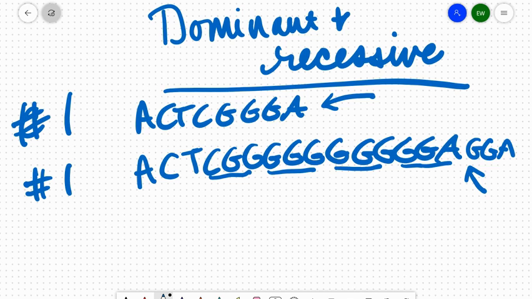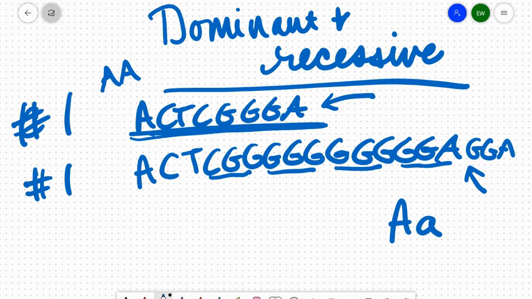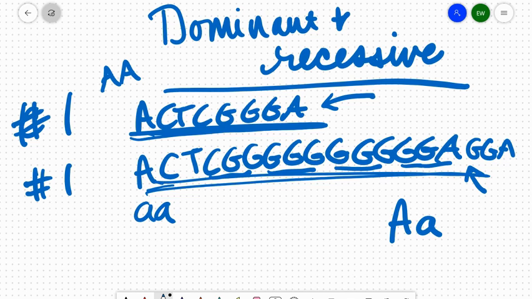So this person is heterozygous for the trait, right? If they both had the ACT, this thing up here, then if it's dominant, they'd be homozygous dominant. If both of their genes have this long thing with extra repeats, then they'd be homozygous recessive. But our person in our example here has one of each, and so they are heterozygous.